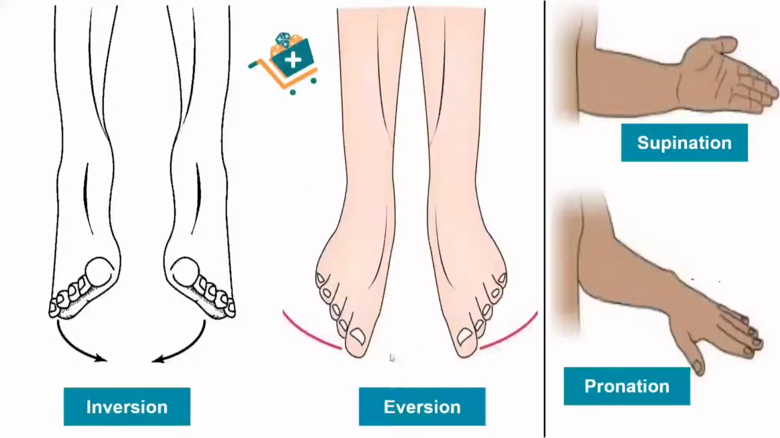Inversion is when you bring the sole of the foot towards the midline, and eversion means away from the midline. And then pronation, supination. Supination means the palm is above, facing superiorly. Pronation means the palm is below and the dorsum is above. Okay, next slide.